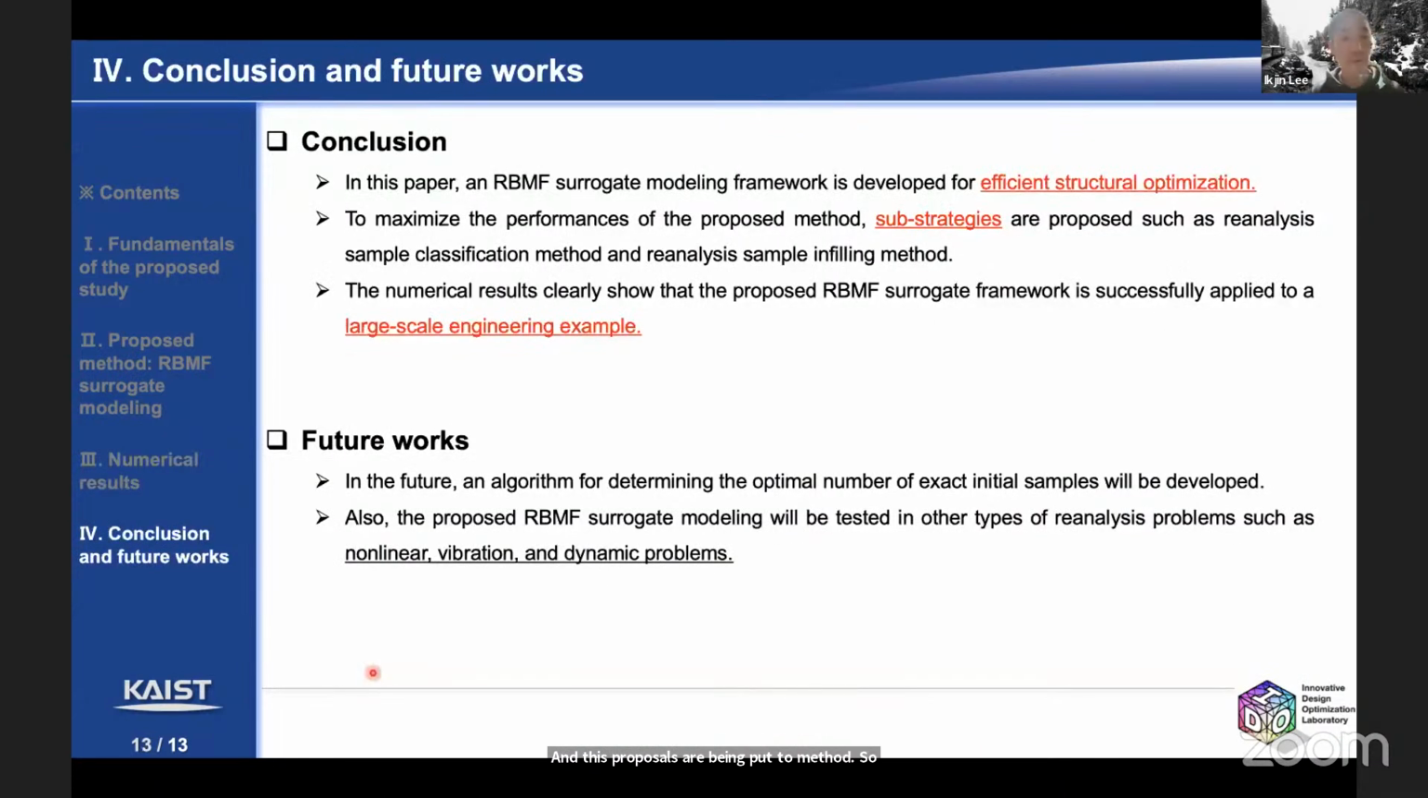So this is the conclusion. In this paper, we propose the RBMF surrogate modeling framework for efficient structural optimization. To maximize the performance of the proposed method, we also propose 2 sub-strategies: reanalysis sampling classification and the reanalysis sample infilling method. The numerical result verifies that the proposed method works very well. In this paper, we just use a simple linear structural problem, but we are going to apply this proposed method to nonlinear vibration or dynamic problems as well in the near future.